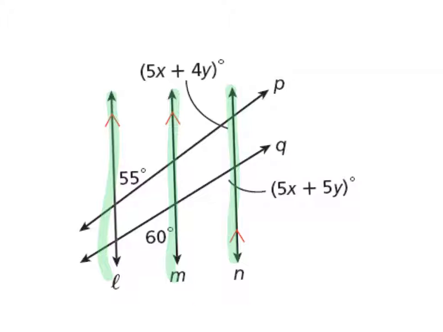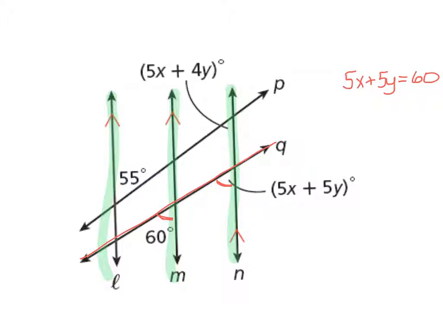So if I go from left to right, what relationships can I set up to solve for the variables? What angle would equal that 5x plus 5y? 55 degrees. So 55 is on the other transversal. I can't go vertically. I have to go along this transversal. 60. What's the relationship between 5x plus 5y and 60? They're corresponding. So corresponding angles postulate tells me that 5x plus 5y equals 60. Everybody with me so far?